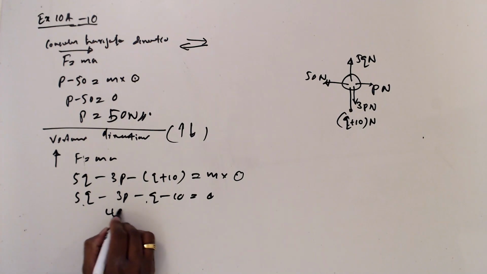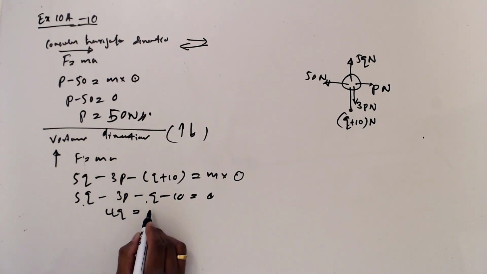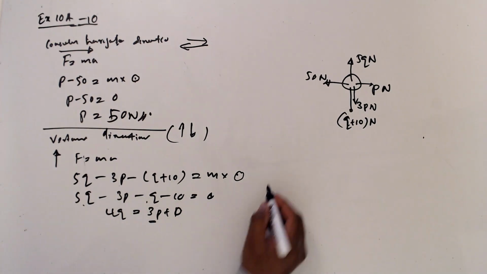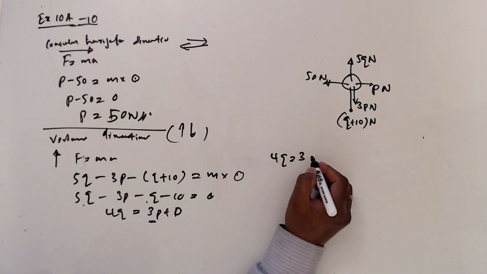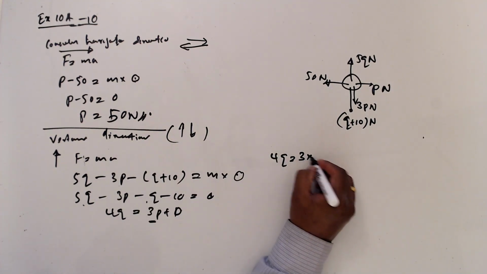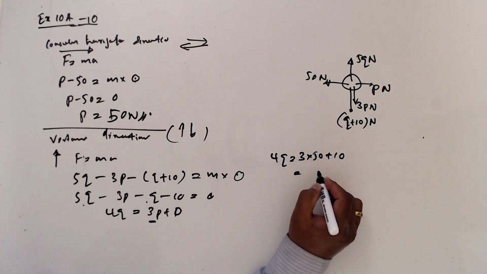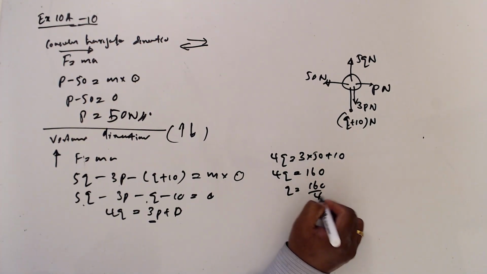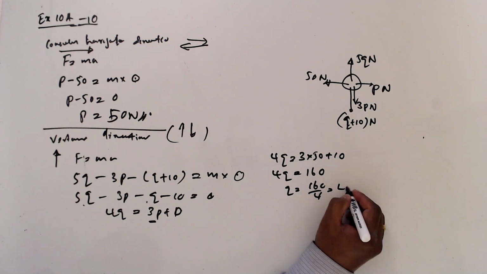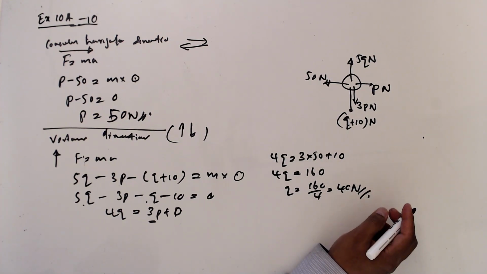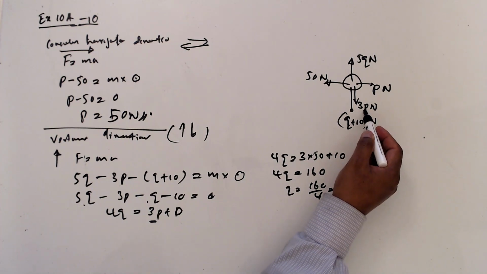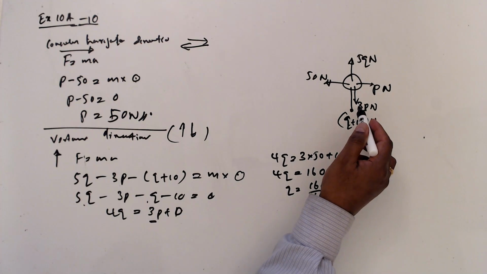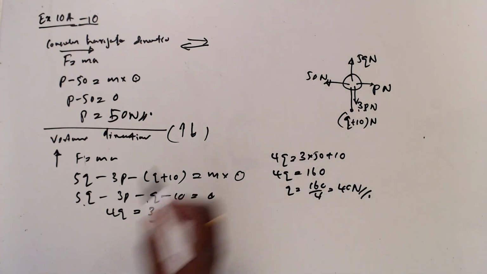5Q minus Q, 4Q, equals 3P plus 10. Now we know the P value. So 4Q equals 3 times P, we found out 50, plus 10. So 160. 4Q equals 160, divided by 4, Q equals 40 newton. Why is 3P negative? Because we put the equation with upward positive, and this is the other way, so it has to be negative.